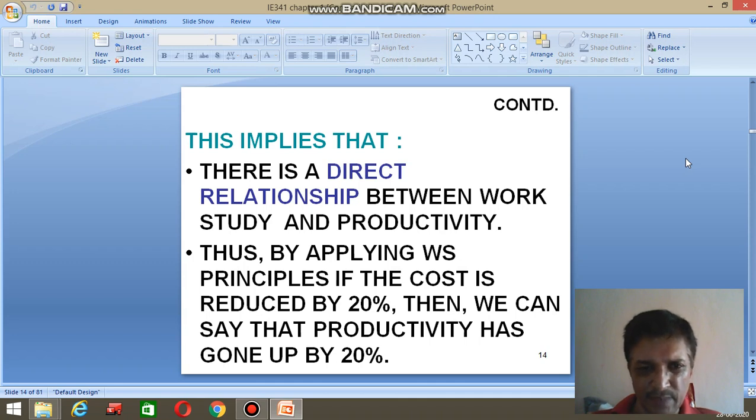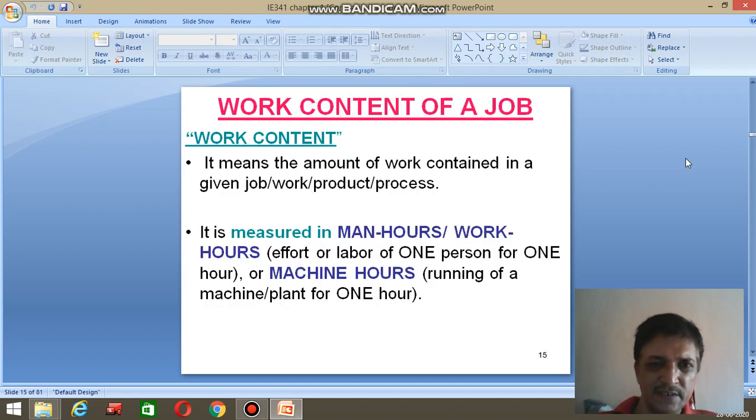Thus, by applying the work study principles, if the cost is reduced by almost 20%, then we can say that the productivity has gone up by 20%. So they have a direct relationship.